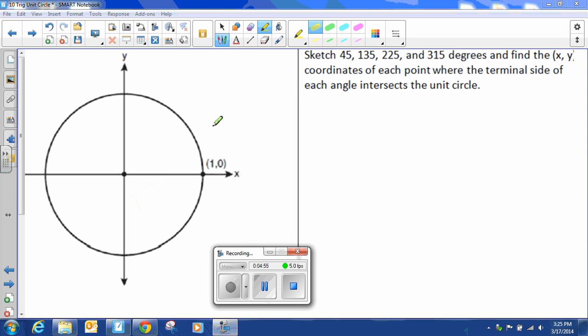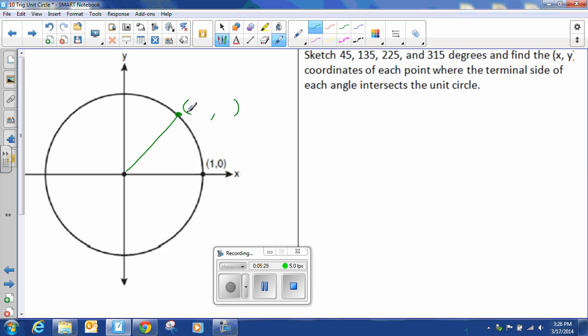All of that was just a review of the special right triangles that you learned about in geometry. So here in trigonometry, how do these special right triangles apply to the unit circle? Let's take a look at this example. We want to sketch the 45, 135, 225, and 315 degrees and find the xy coordinates of each point where the terminal side of each angle intersects the unit circle. So let's start with 45 degrees. There we go. We want to find this ordered pair.